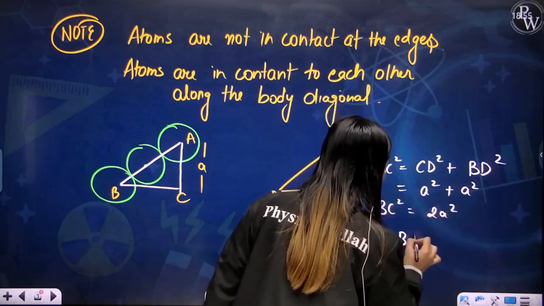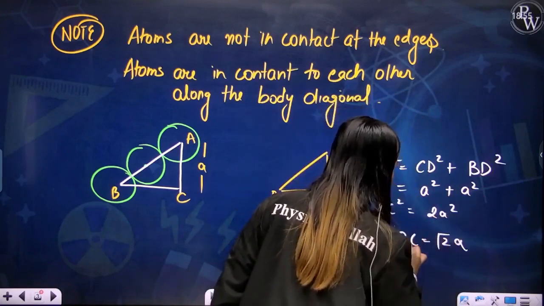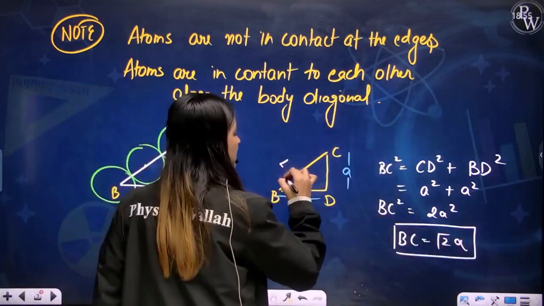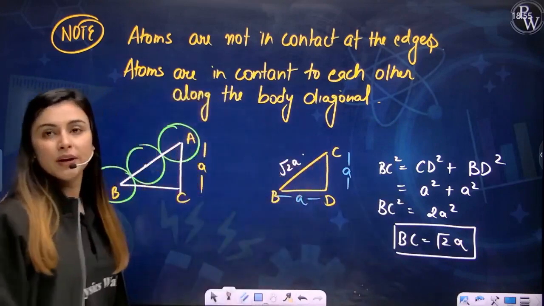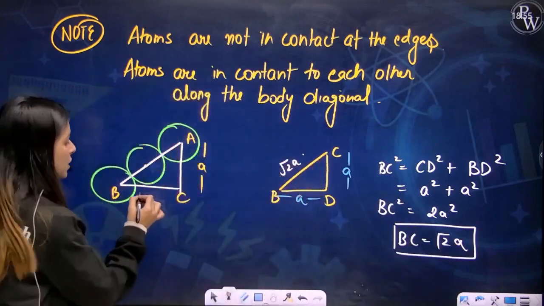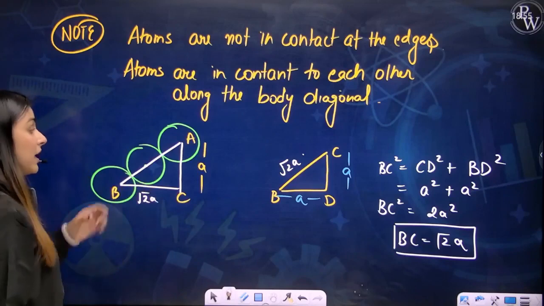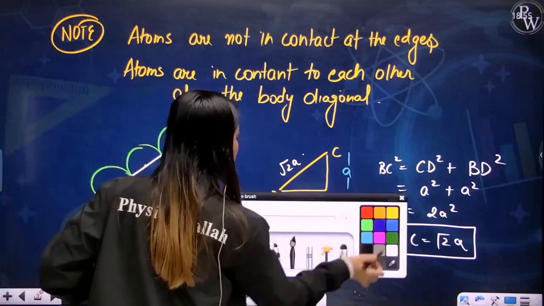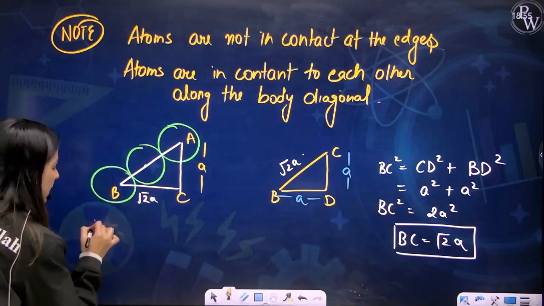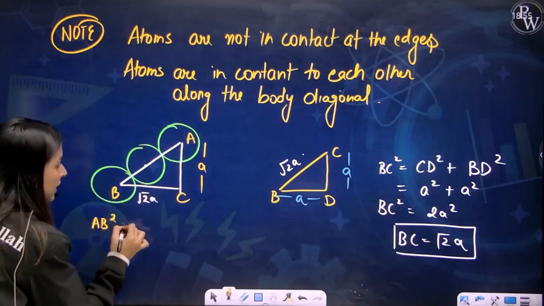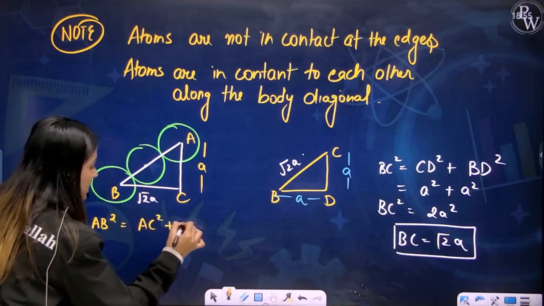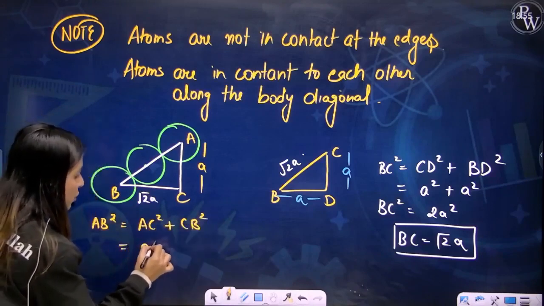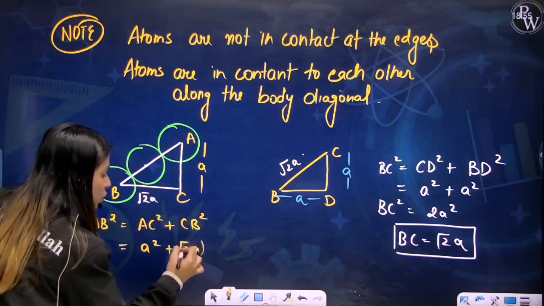So can I say that BC is equal to root 2A? Right? So this is root 2A. So my dear students, this length has come out to be root 2A. Now we have to apply the Pythagoras theorem here. So try to apply the Pythagoras theorem here, my dear students. We'll say that AB square would be equal to AC square plus CB square. Right? Yes. So this would be equal to A square plus root 2A whole square.